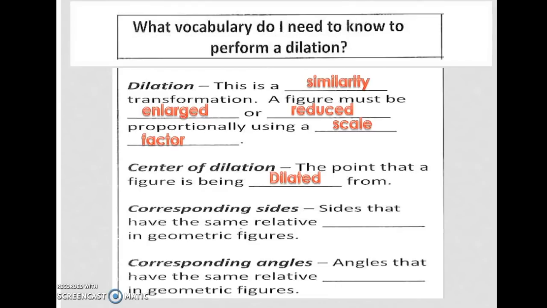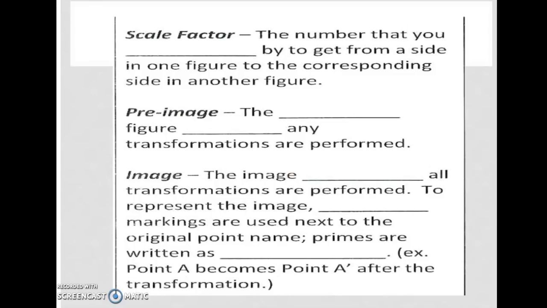Corresponding sides are the sides that have the same relative position in a geometric figure. Corresponding angles are angles that have the same relative position in any geometric figure. Scale factor: the number that you multiply by to get from a side in one figure to the corresponding side in another. Pre-image is the original figure before any transformations are performed. Image: the figure after all transformations are performed.